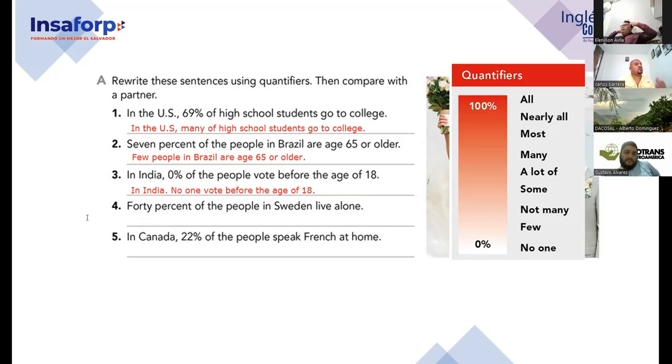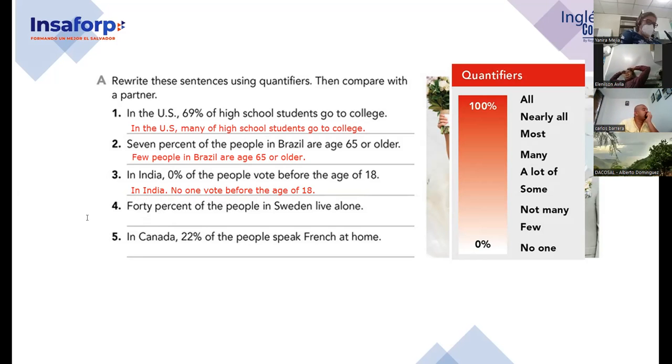Okay, go ahead, please. Number four, Ellen Nilsson. I know you're ready. Hola, teacher. Hola, hello. Okay, voy a intentar. Yes, I know you can do it. A lot of people in Sweden live alone. Okay, what do you think, class? Do you agree with his idea? Do you have something to say or is it okay?